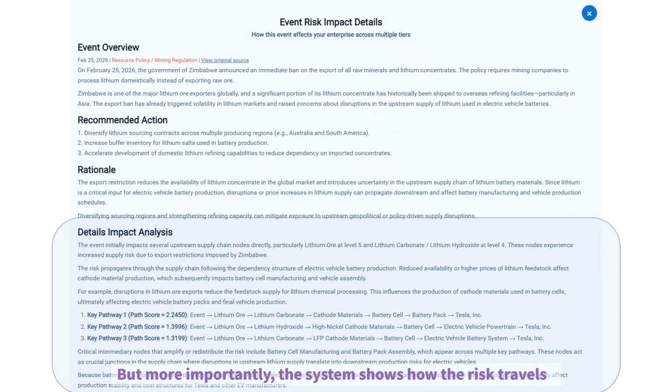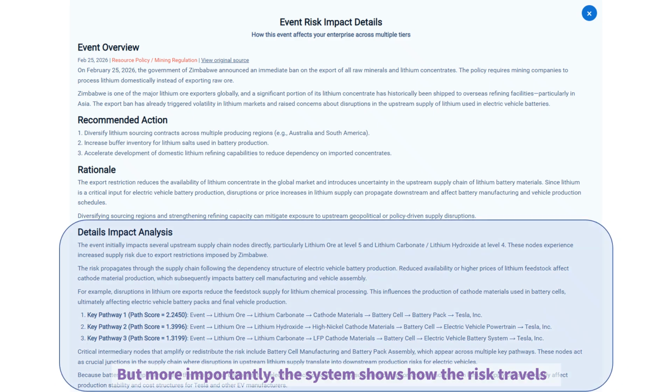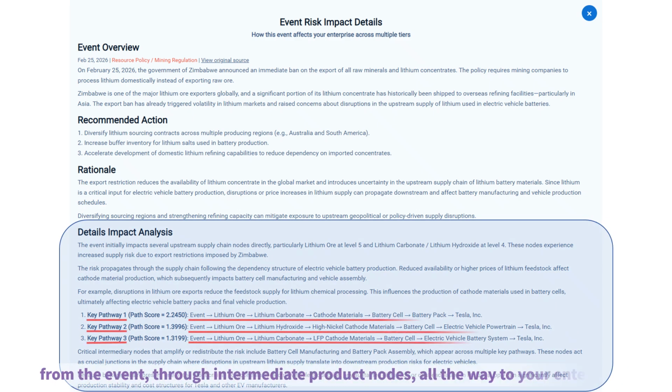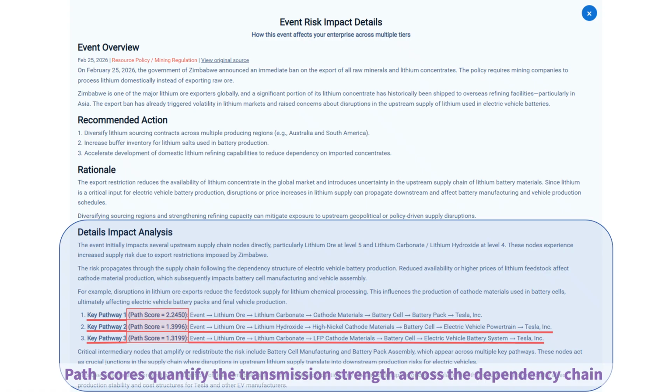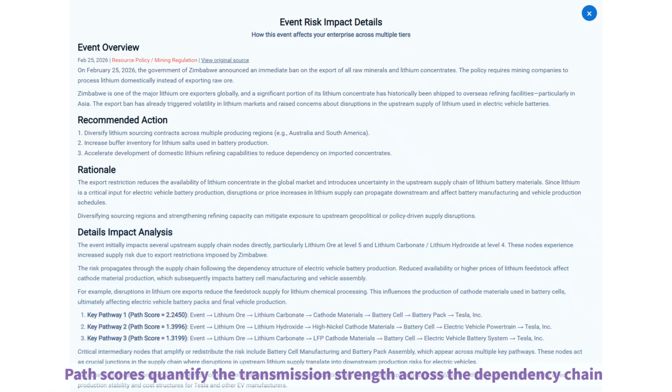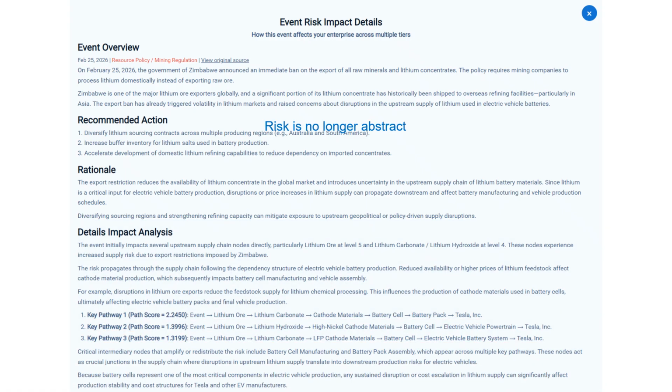But more importantly, the system shows how the risk travels. Each key propagation path is calculated, from the event through intermediate product nodes, all the way to your enterprise. Path scores quantify the transmission strength across the dependency chain. Risk is no longer abstract. It is visible, traceable, and measurable.